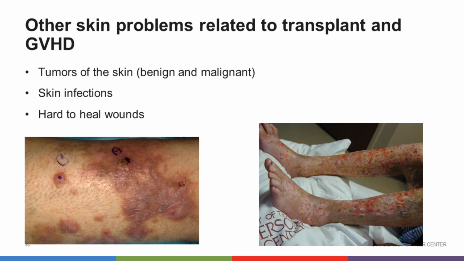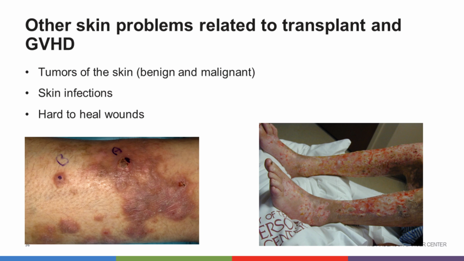Well, let me move on and say, what other skin problems can you see after transplant? Now, I will be talking more about this on Thursday, but I'll kind of introduce it now. People who are immunosuppressed or people who have graft-versus-host disease may have an increased incidence of certain tumors of the skin, and these may be benign, something like warts, which are caused by a virus, but they also may be malignant. They're also more prone to skin infections, and patients with graft-versus-host disease, especially scleroderma-like or fibrotic, are more prone to hard-to-heal wounds.